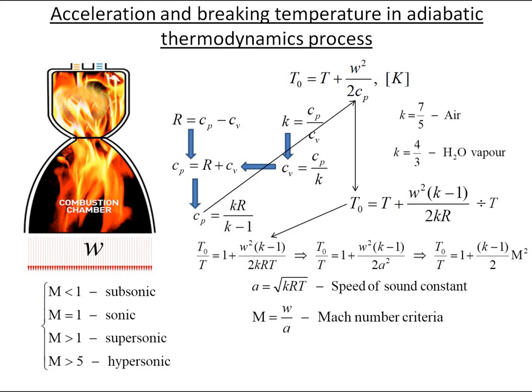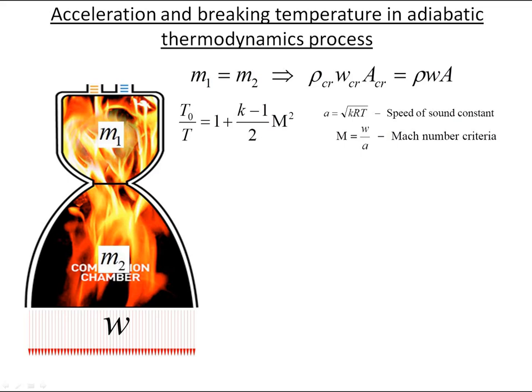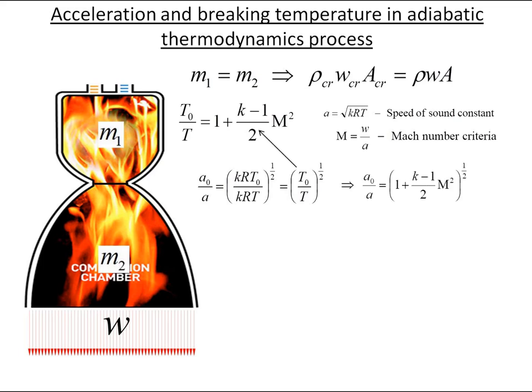The Mach number criterion gives the opportunity to compare a gas flow to the speed of sound constant. The speed of sound constant in various temperature environments is equal to such. Later we insert the speed of sound ratio constant into the temperature ratio equation, and we get the speed of sound constant expressed through the Mach number and adiabatic exponent constants.